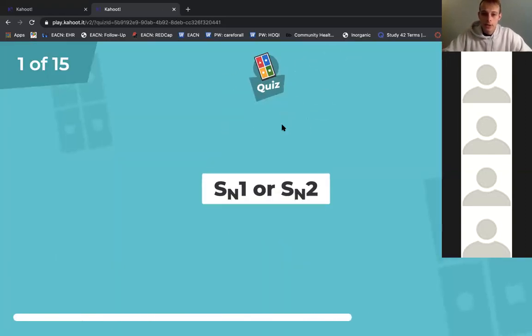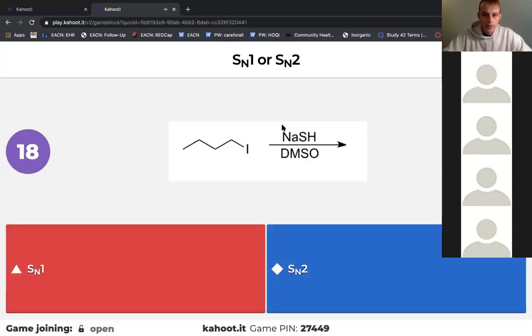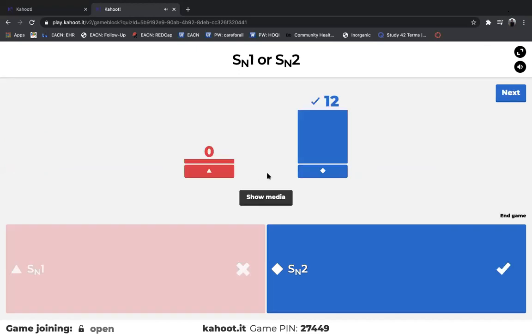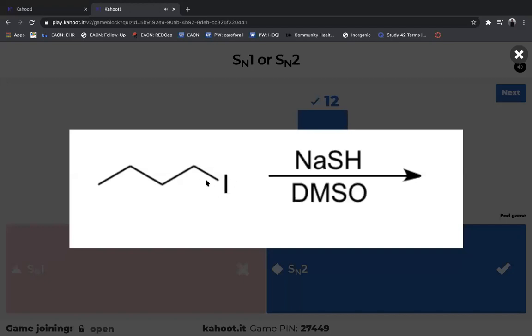So Sn1 or Sn2 is the question. Ignore E1, E2 for now. What do you guys think? All right, awesome. So let me just explain that one more time real quick. You guys recognize that the first thing you want to do is classify this starting material. So I see a primary. Don't even think any further. Primary means Sn2 every time because it is sterically unhindered, okay? So that's a big hint that it is going to be an Sn2 pathway.